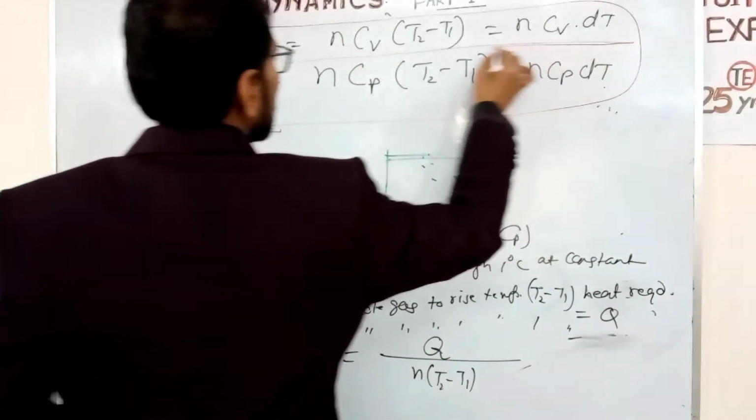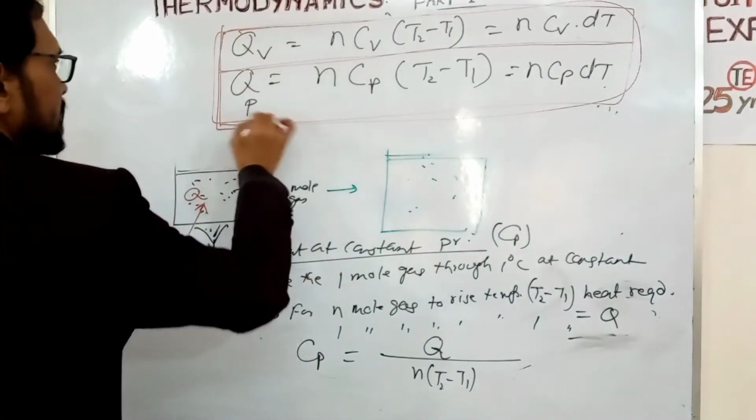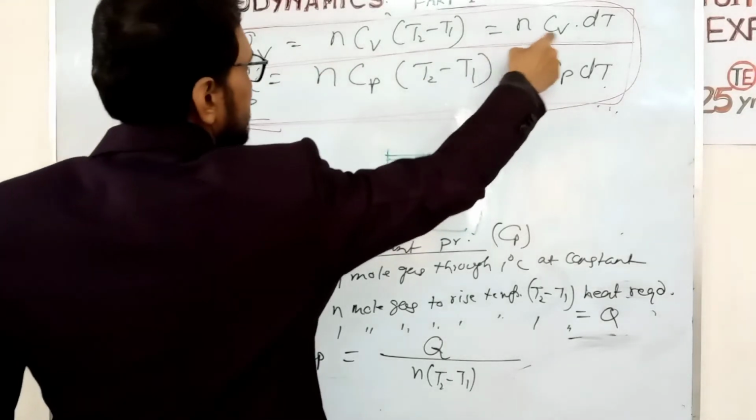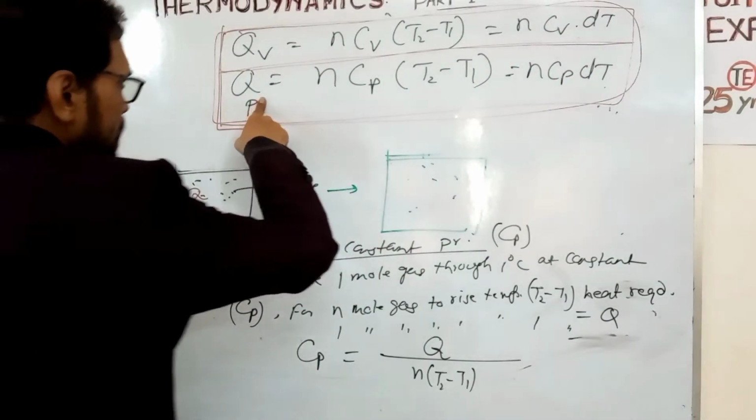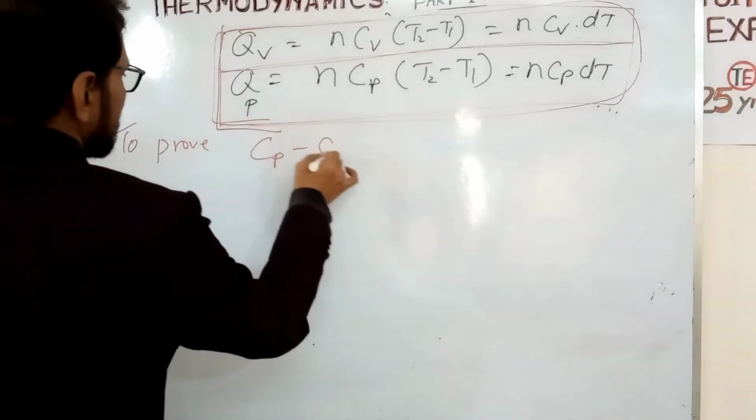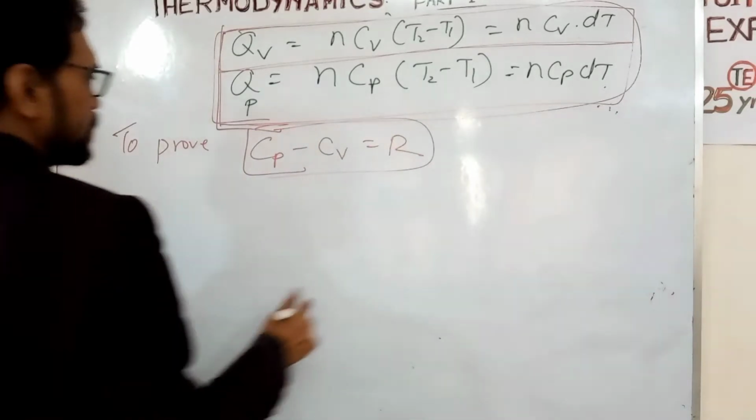So two important formulas I have derived, QV and QP. These are very important to solve thermodynamics problems. QV means heat supplied at constant volume, which is n Cv dT, and QP is heat supplied at constant pressure. Now Cp minus Cv equal to R. Very important formula, called Mayer's formula.